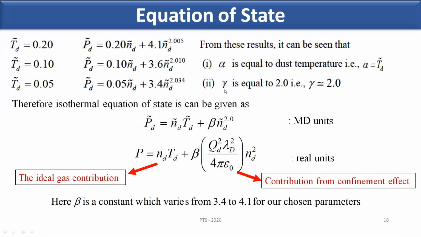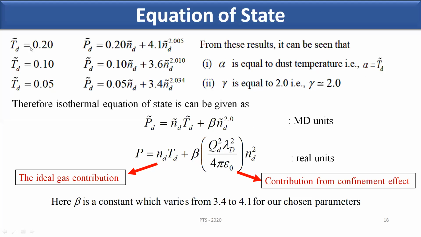So it immediately comes to us that alpha is equal to the dust temperature, while gamma is close to 2. You can see all these parameters in the three results. So broadly we can see that the expression is of this nature: PD equals ND TD, because alpha equals TD, and the exponent of ND is 2, while beta is not fixed.